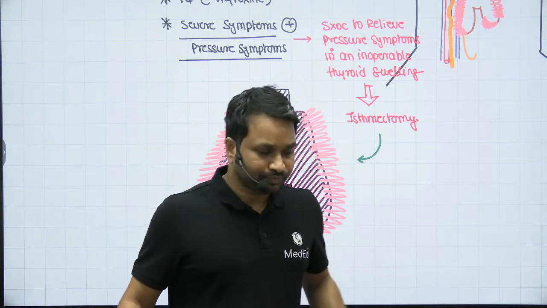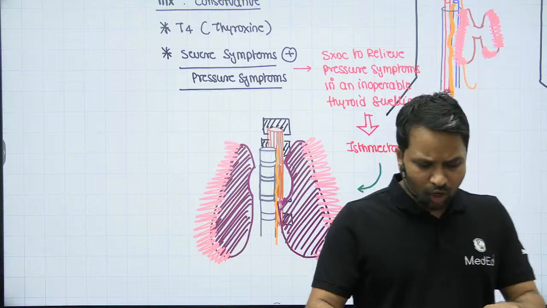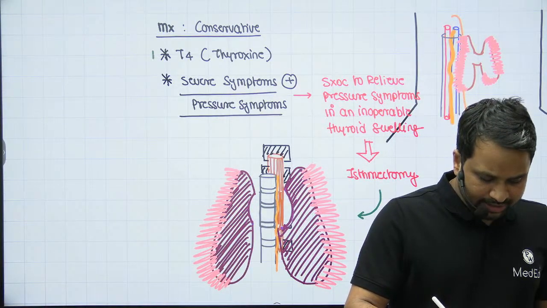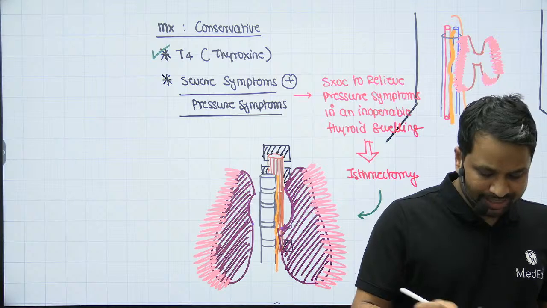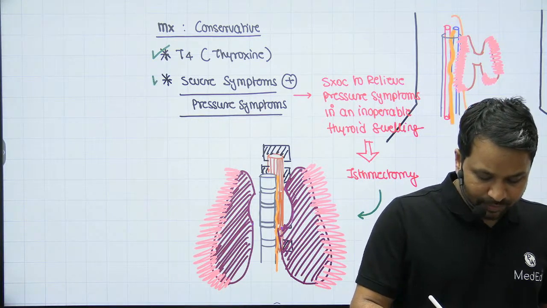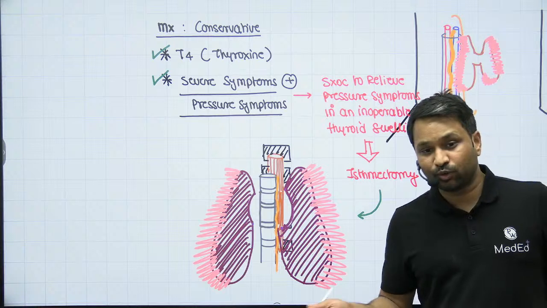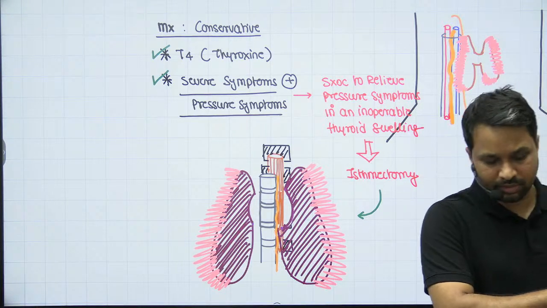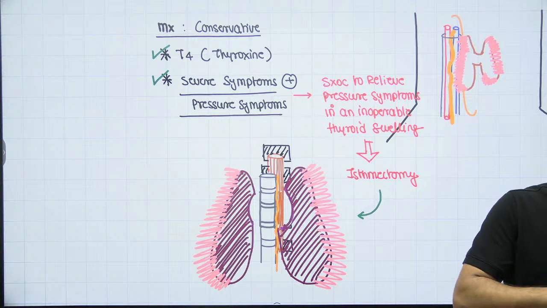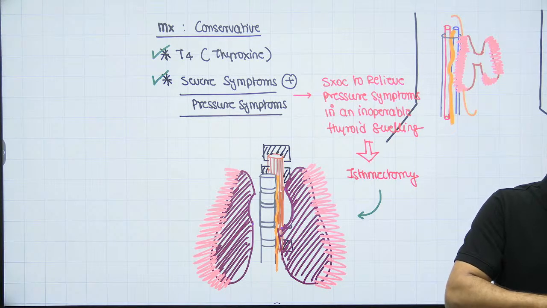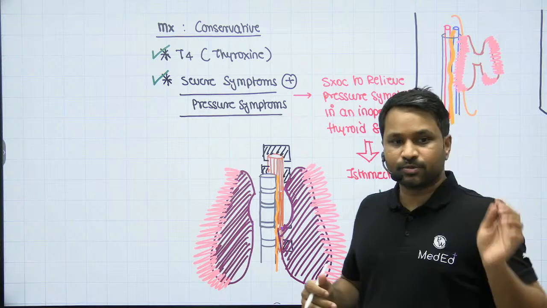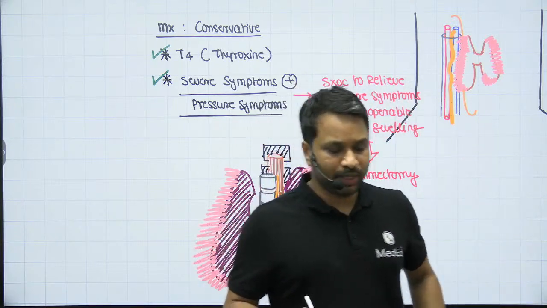Clear? So if you ask what is the mainline treatment of Hashimoto's thyroiditis, the answer is going to be T4, which is supplementation with thyroxine. But if there are severe pressure symptoms, I would have to go ahead with isthmectomy, right? So this is in terms of Hashimoto's thyroiditis.